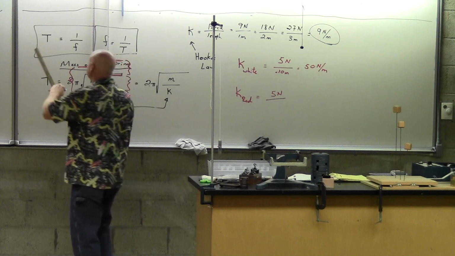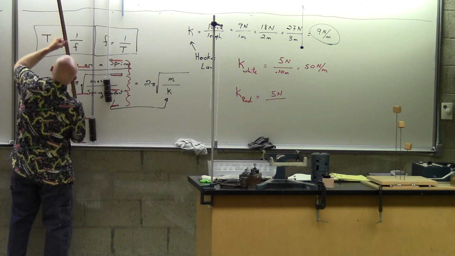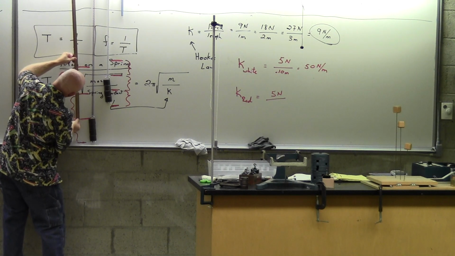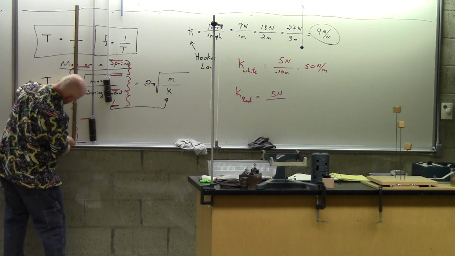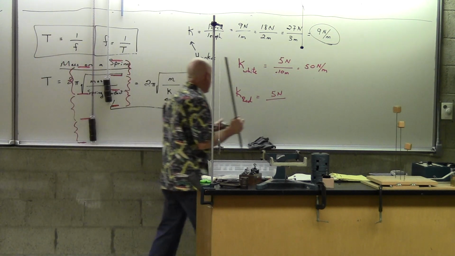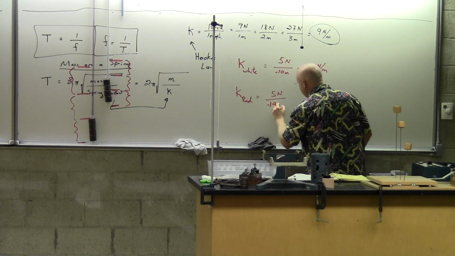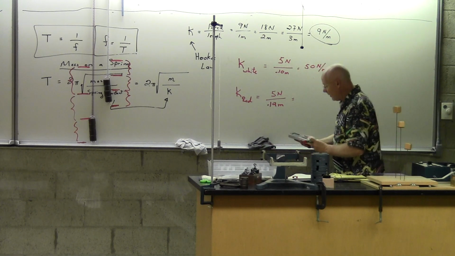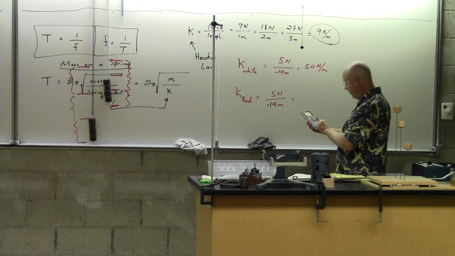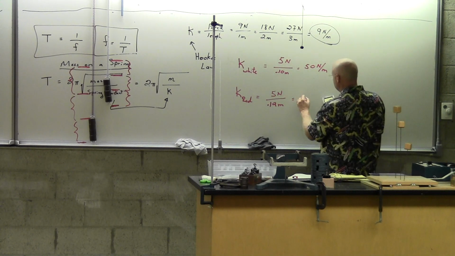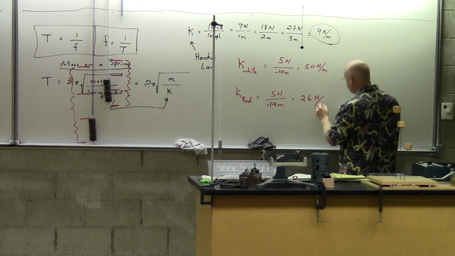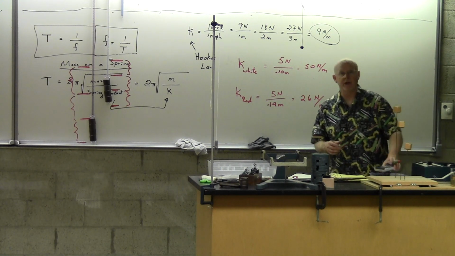Whereas the red one was roughly 20. Well, that's more of a 19. And that's more of a 19. So maybe I should call it 19 here. Although then I'll need a calculator. And so 5 divided by 0.19 comes out to be 26. I'll leave it at 26 instead of 0.3, but then newtons per meter.